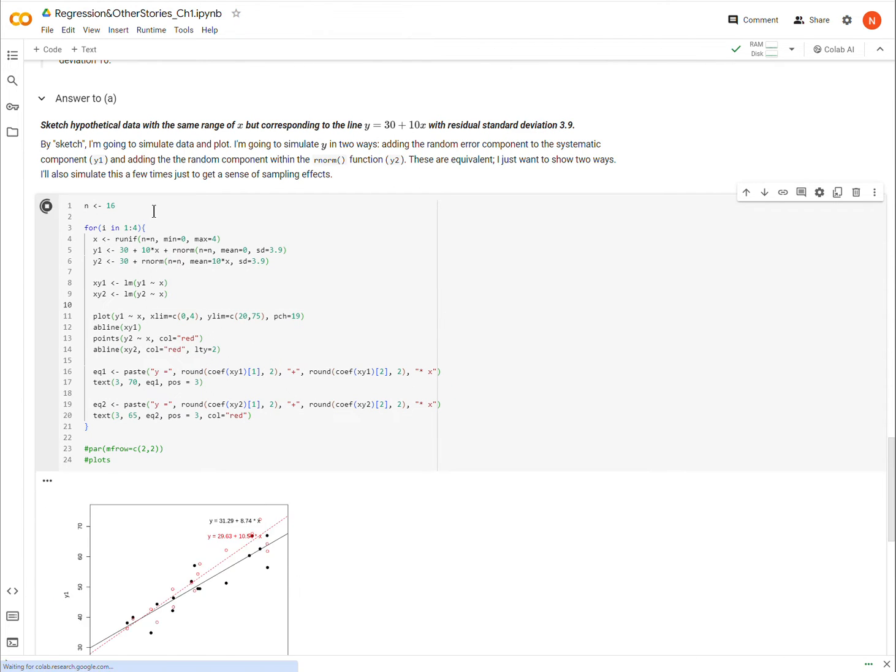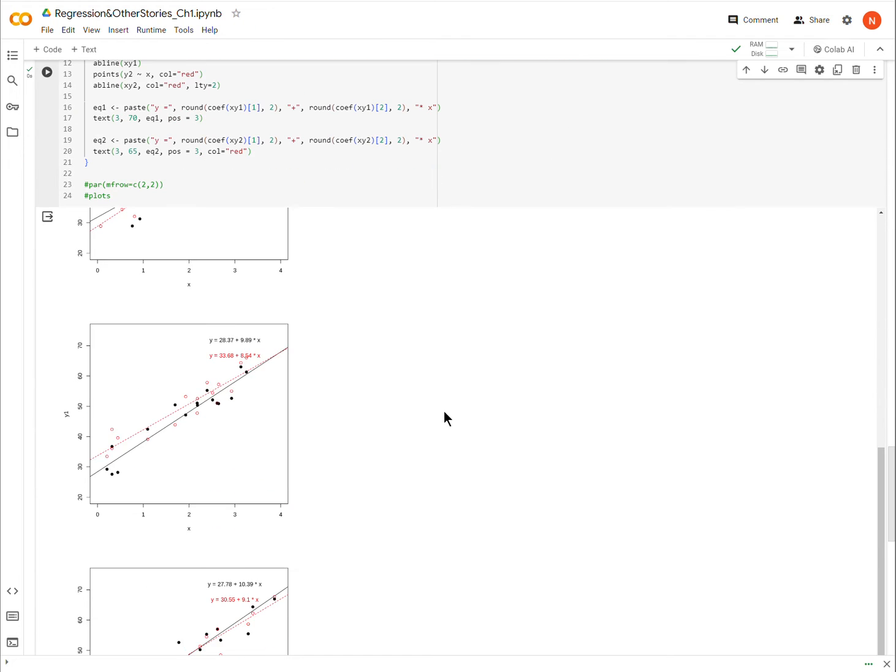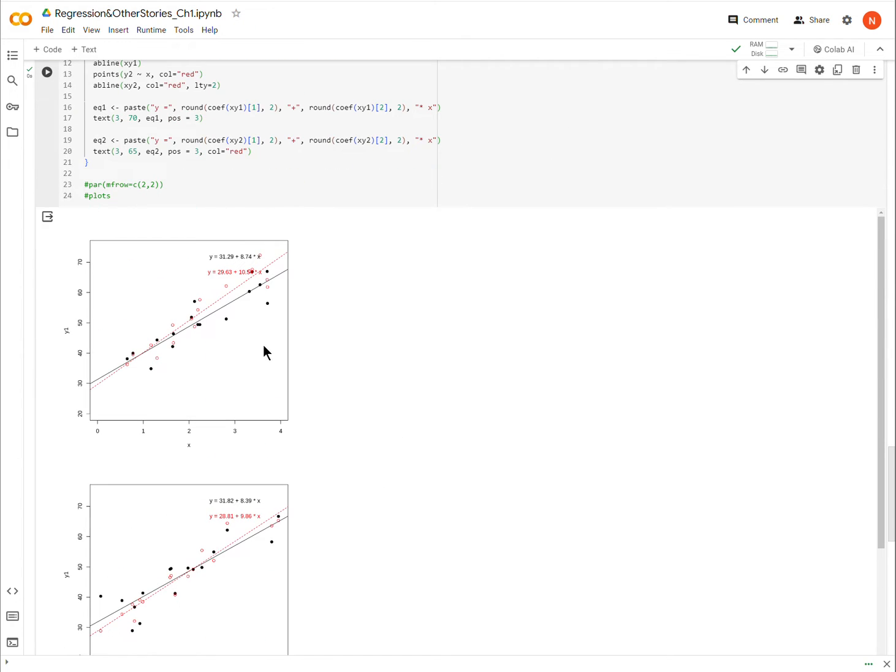So let's look at these plots here. I have 2 sets of data on each of these, generated from the same process. The black dots are y1, the red dots are y2, and I have my 2 regression lines. The solid one is y1, the broken red one is y2. Again, these are just equivalent, just different samplings of the same data generating process. And then we have the formulas up here, the equations that were found.